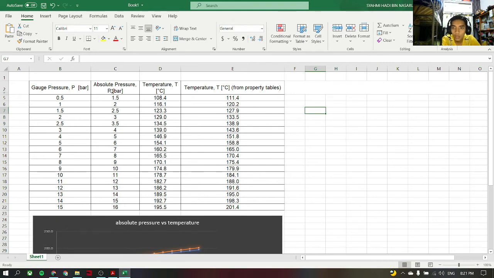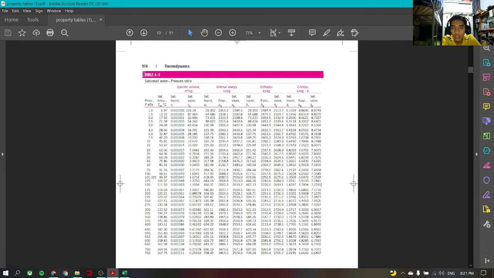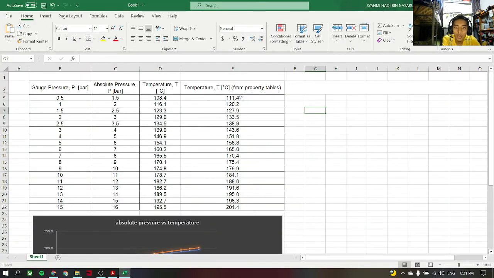As an example, for the absolute pressure 1.5, we will get it at table A.5. We can see 1.5 bar equals 150 kPa, so we will get it at this point. We can see the saturated temperature, we will get 111.35. Because we will fill the table with one decimal place, we will fill the table with 111.4.